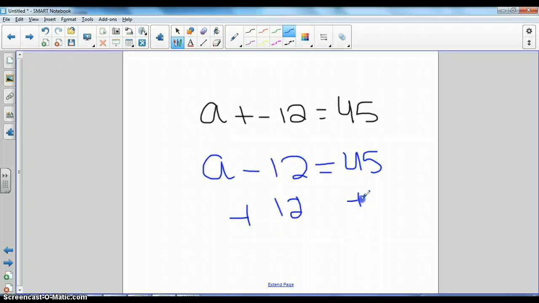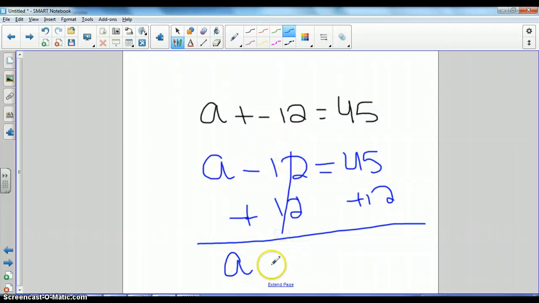I don't know why they would do plus and negative. I don't know if they're trying to confuse you or what. That's probably not really a proper way to write that. Okay, so you'd still add 12 to both sides. Go with whatever sign is right next to the number you're trying to move.